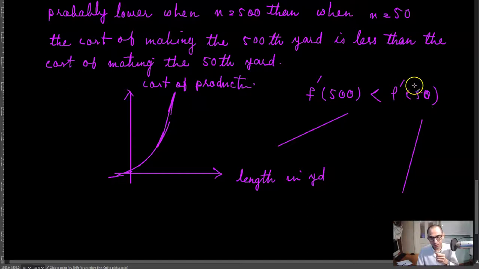Whereas when x is equal to 50, the cost is increasing based on the slope of this line, meaning that with one more yard of production, the cost would have increased so many units. Whereas in this case, with one unit of horizontal change, which is one yard of production, the cost would not change that much. Which is to say that the cost of making the 500th yard is less than the cost of making the 50th yard. That's essentially why we can make this statement in the first place.